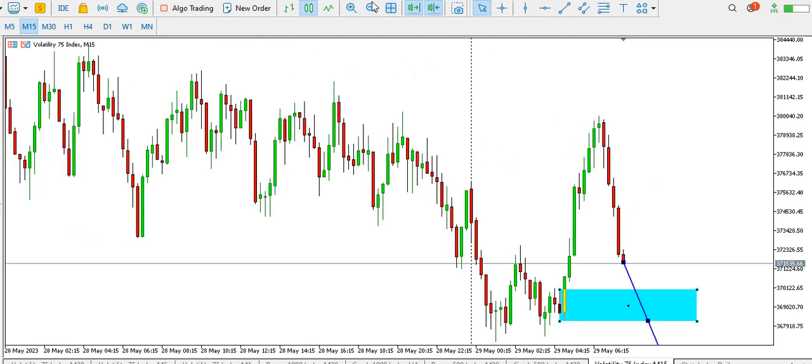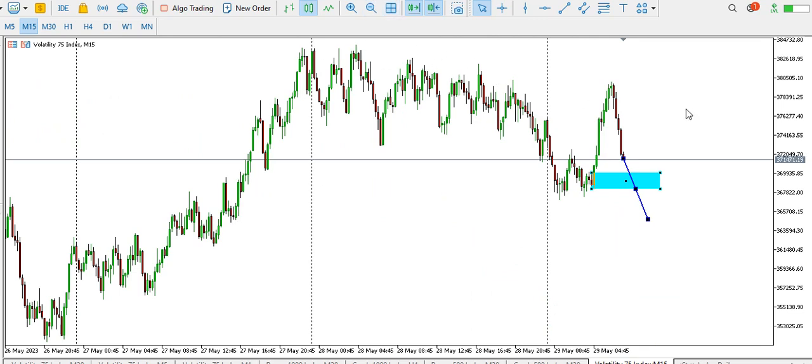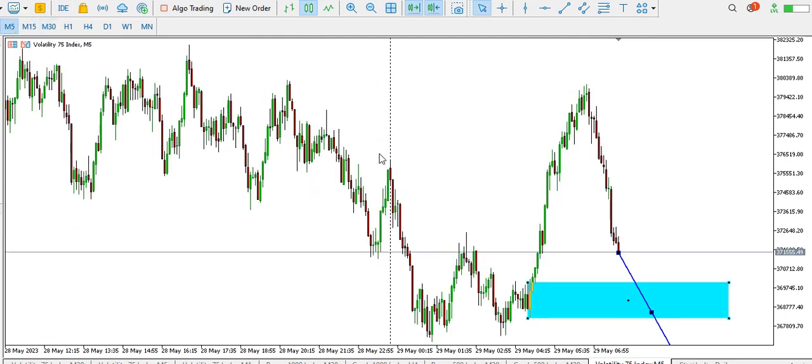Price is still ranging on the 15 minutes time frame. We'll expect price to find support somewhere around here, or price might break this support. So that's that for the 15 minutes time frame. Let's go to the 5 minutes time frame.